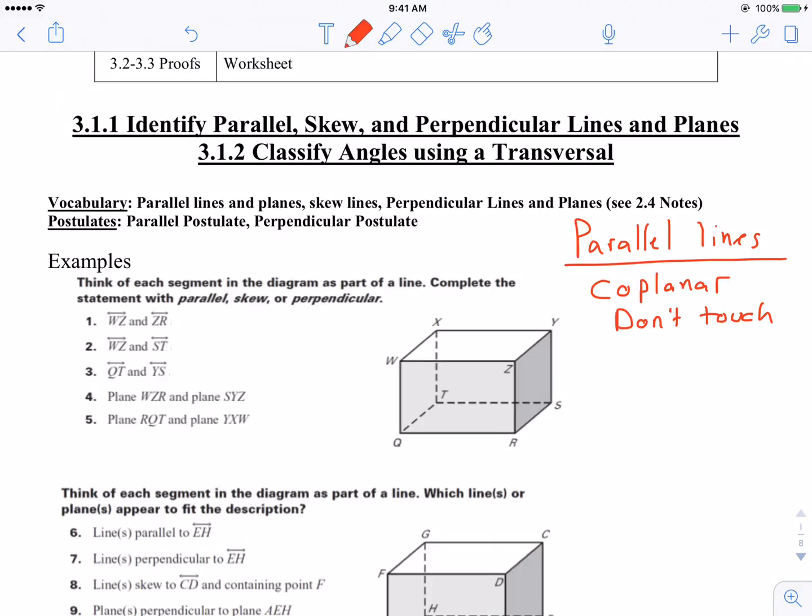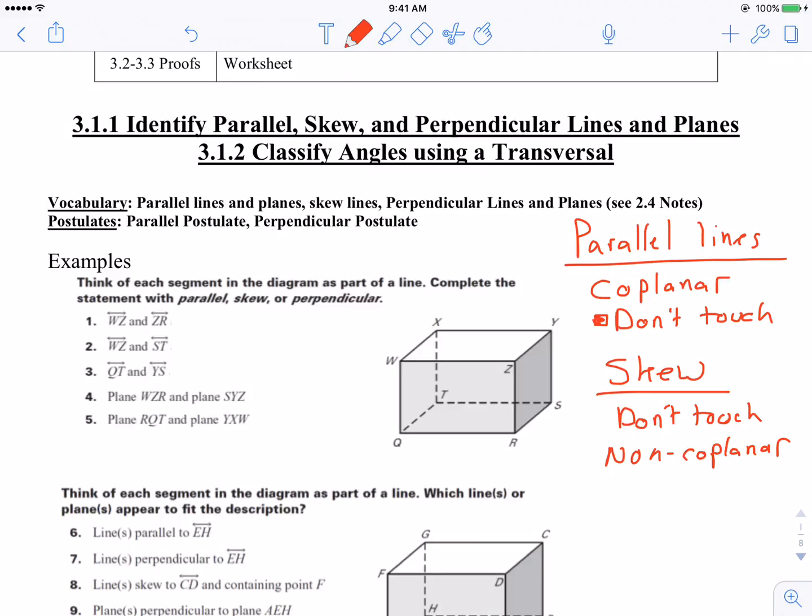The reason that we also need them to be coplanar, when typically we just say two lines that don't touch, is because we're going to add a word in here today, which is skew. And skew is going to be a very similar example here. Don't touch. All right, but they are non-coplanar. And if we get into some examples, you'll definitely see the difference between parallel lines and skew lines.